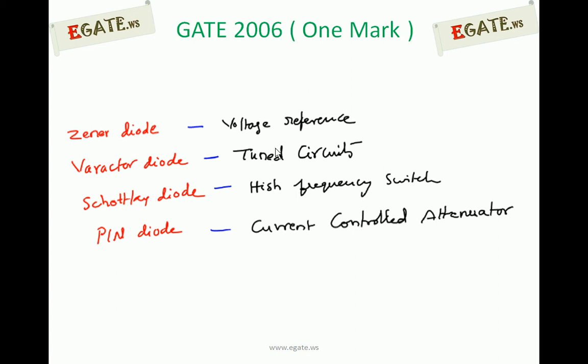Next, varactor diode is nothing but simply a PN junction which acts as a capacitor under reverse bias, and that will be used in tuned circuits. Okay, varactor diode is nothing but a simple PN junction which is going to act as a variable capacitor under reverse bias, so that is called a varactor diode. It is used in the tuned circuits.